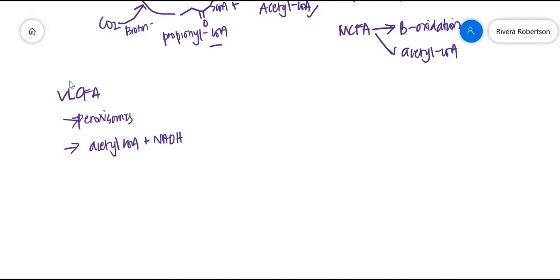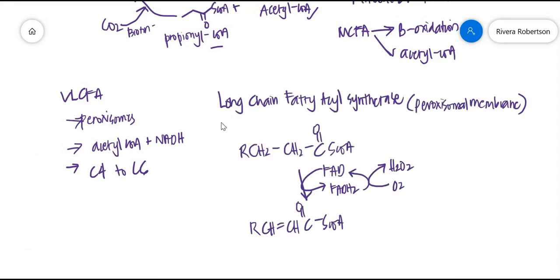Furthermore, the peroxisomal oxidation stops when the carbon chain length is reached at carbon 4. The carbon chain length is C4 to C6. Some of the long chain fatty acids are also oxidized by this route. Now, in the peroxisomal membrane, we have this long chain fatty acyl synthetase, which activates the long chain fatty acid, and then the fatty acyl derivative enters the peroxisomes in a carnitine independent manner.